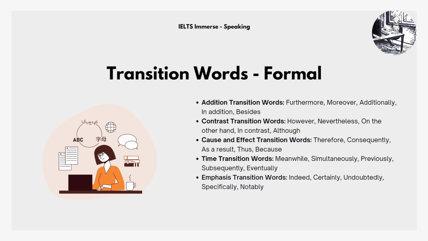Cause and effect transition words, therefore. Okay, so this is the most common word that you'll know is because. So this point happened because this happened, or therefore this will happen. Time transition words. These are words where we talk about when one thing is happening, maybe something else is happening, or because of the first point, this is also happening at the same time, or it will eventually happen.